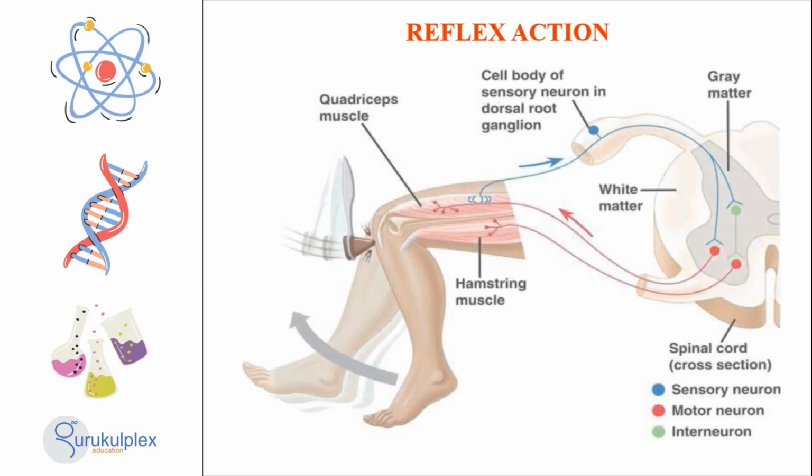Reflex action is an immediate response to a stimulus which does not involve any thought process. It is an action that is activated automatically with no delay. A good example of reflex action is the human knee-jerk reflex, an involuntary action of the knee muscles to a soft tap on the knee tendon.